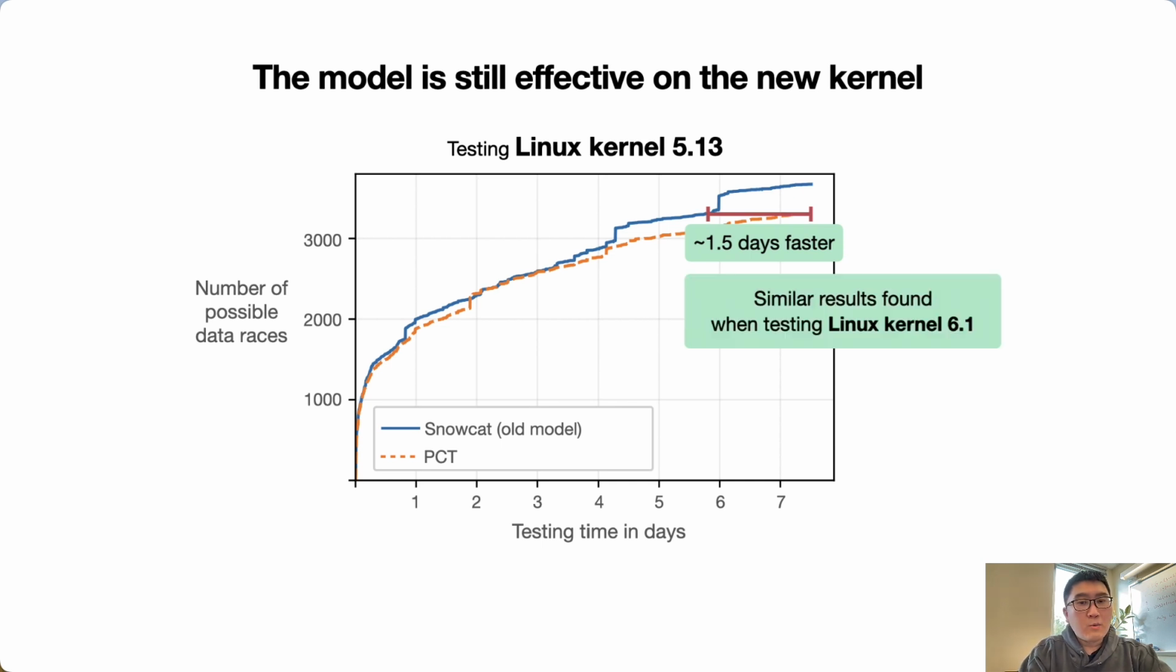In fact, when we use the same model to test Linux kernel 6.1, which was released 1.5 years later, we achieve similar results. The model is still effective on a kernel released 1.5 years later.